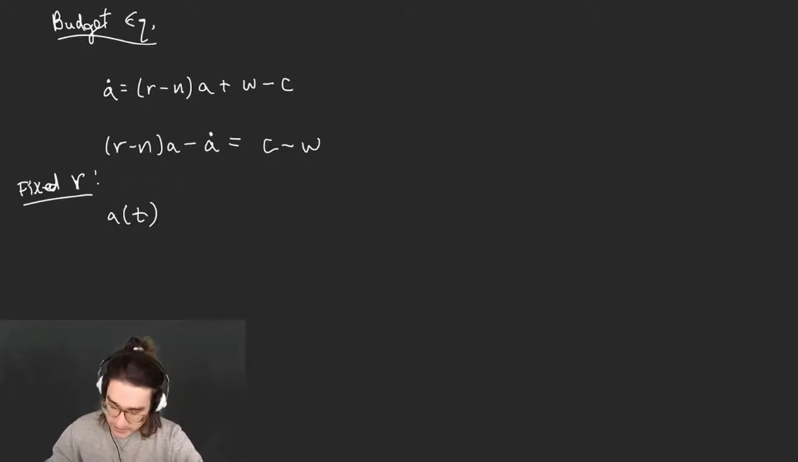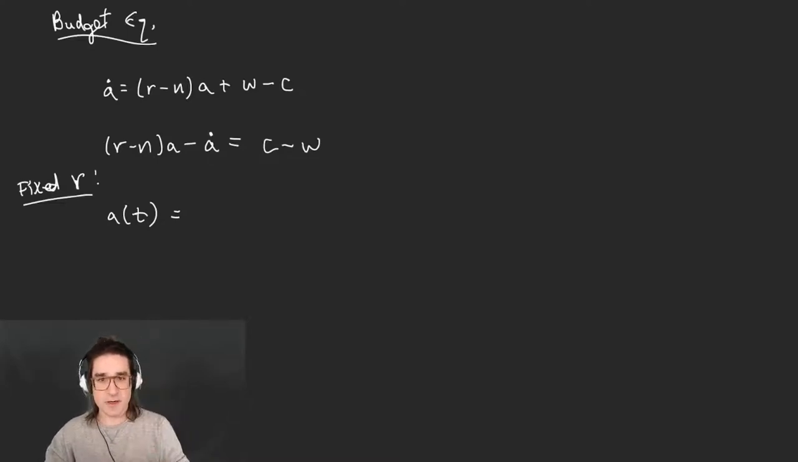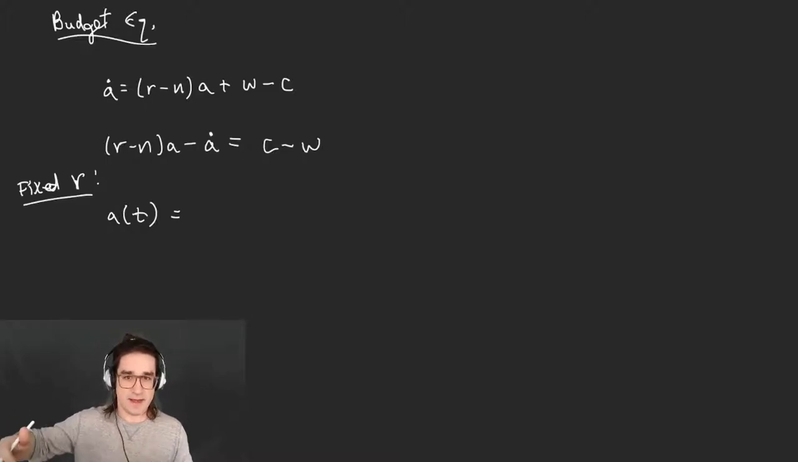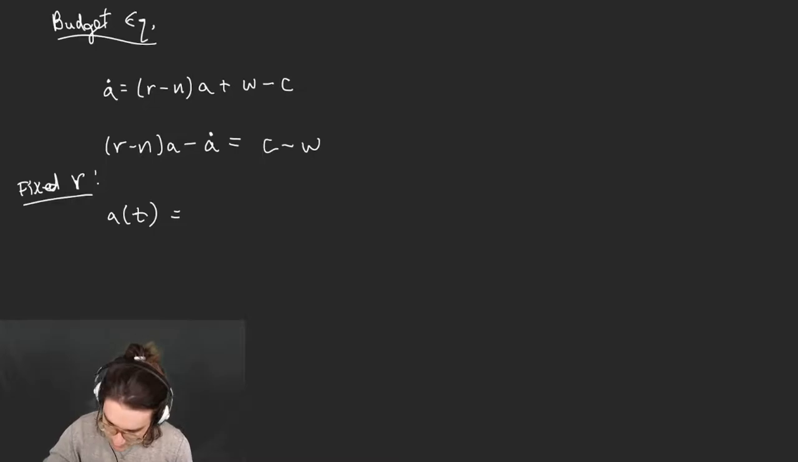All right, so what is A of T? Well, if you put money in the bank at time zero, that's going to grow at rate R. If you put money in the bank at time one, that's going to grow at rate R, but it's going to start doing so at time one. So at T, your asset position is a retrospective accounting of everything you put in the bank, and you just have to know when you put it in the bank and how much it has grown since then. So you're going to go from zero to T.